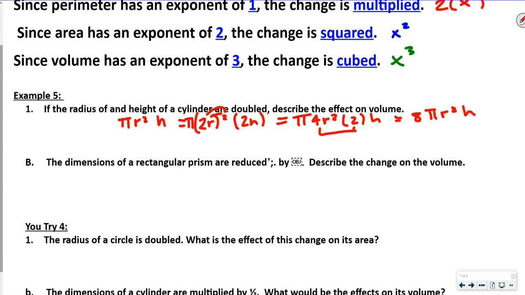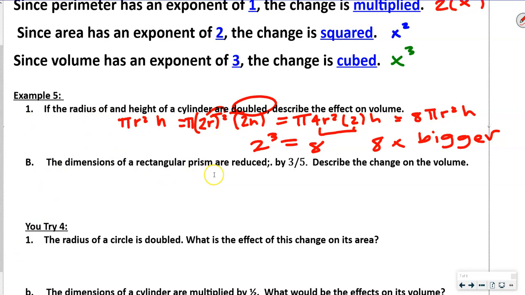So how much bigger did it get? It got 8 times bigger. Now I'm going to give you a shortcut for this, all right? So if it said it doubled, then we just take that 2 and we take it to the third power, and that is the same thing, right? Isn't that 8? So I just wanted you guys to see how this works, okay?